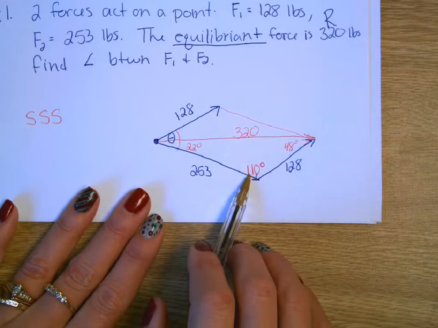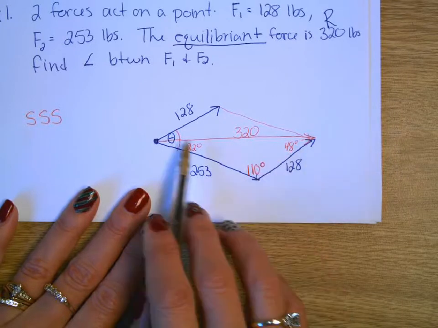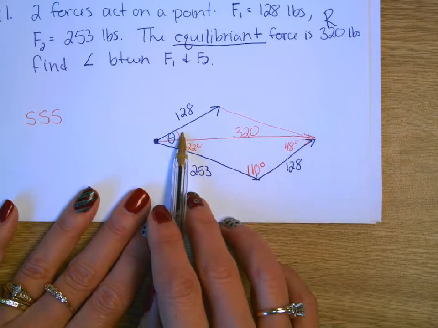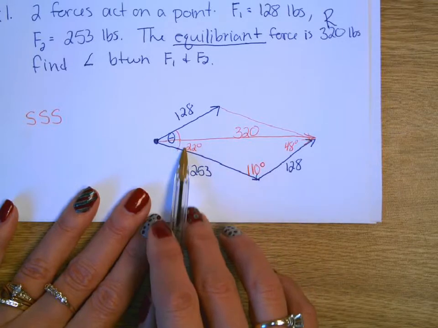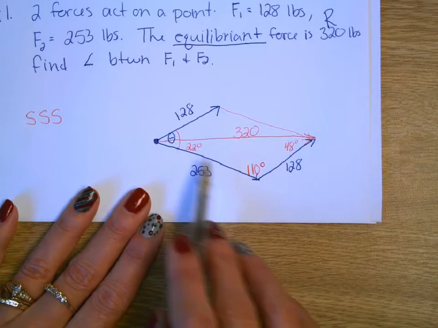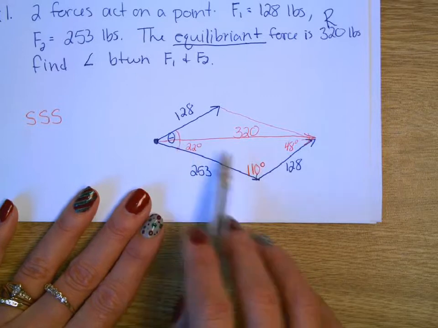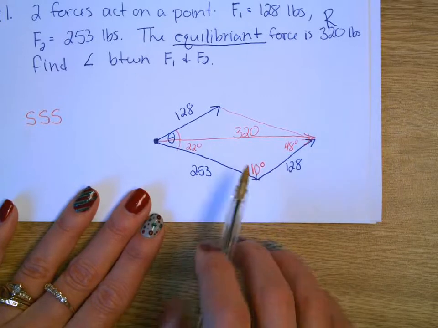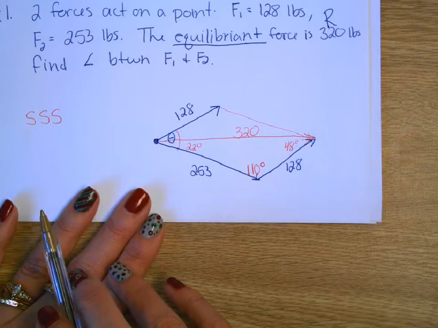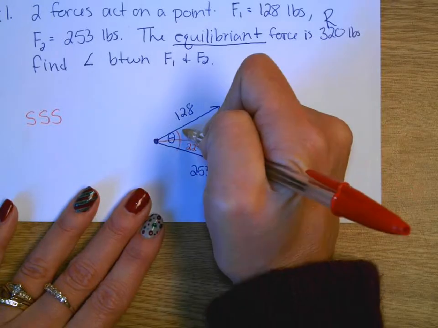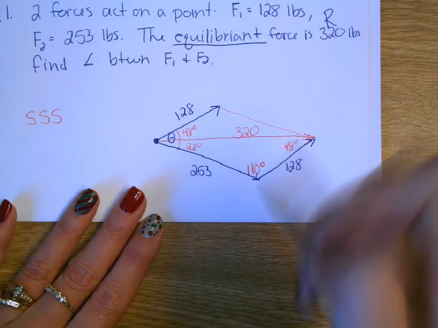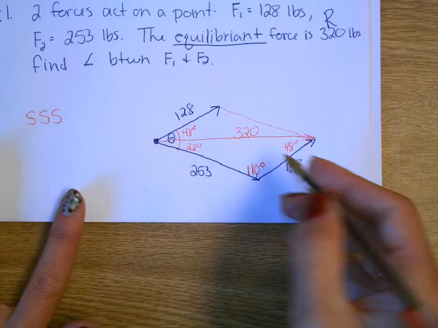Could you do it either way, though? I can, because I can transfer the 48 over because of alternate interior. Do you like that better? Yeah. And then you just add those two together. Or it's 180 minus the 110 because of the consecutive angles in a parallelogram. Either way, it's going to be 70. I don't know which way you want to wrap your brain around.